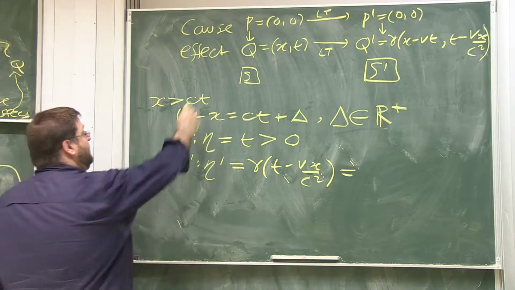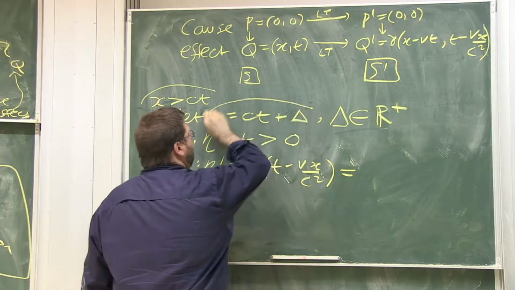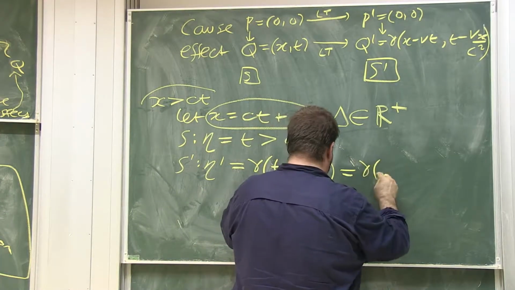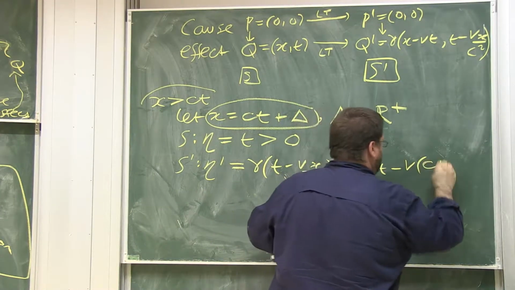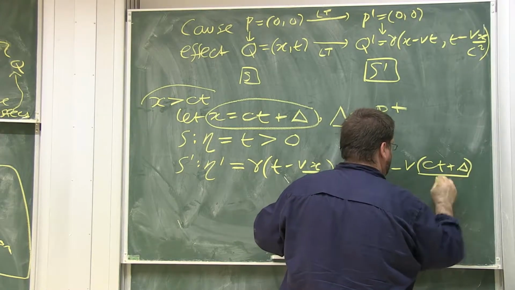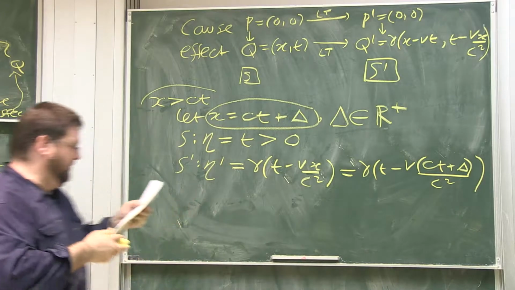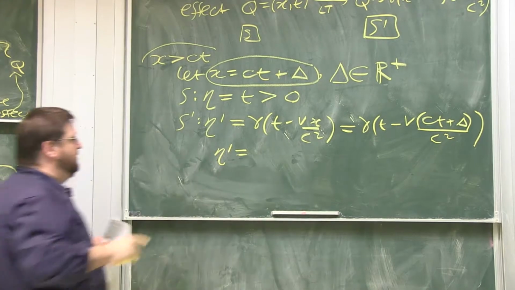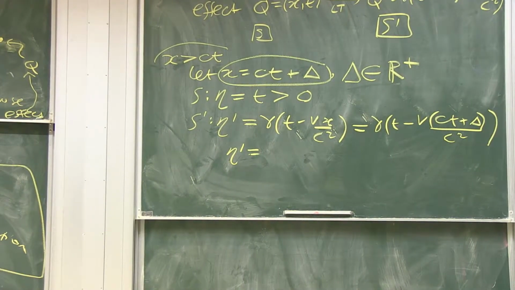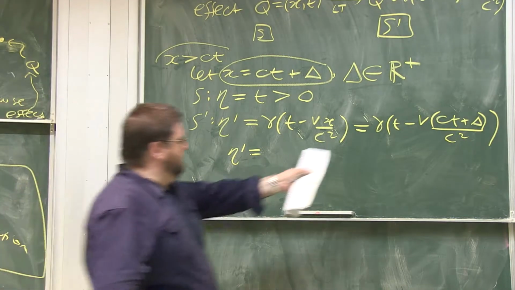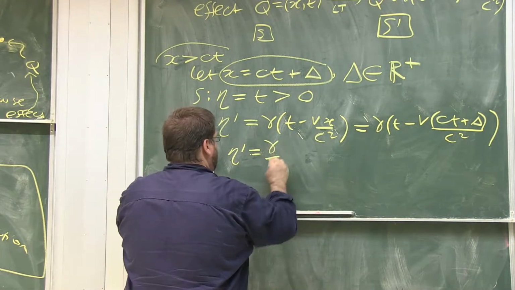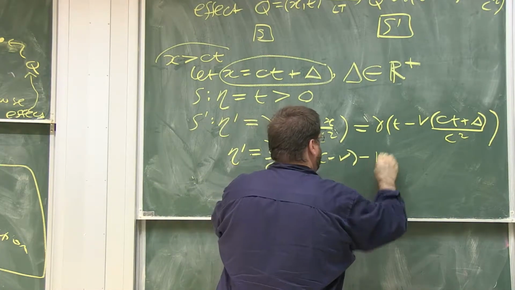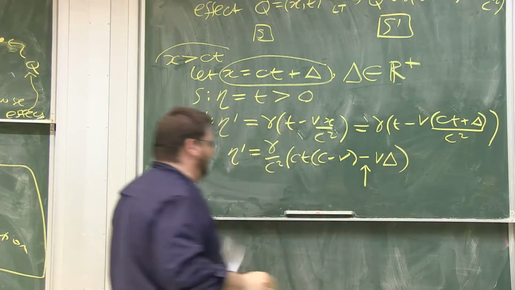We now make use of this thing here to replace the x with ct plus delta. So what you have is that this time difference between the events, according to S prime, is given by the following, which I could rearrange into this expression here. And it's this minus sign that's going to give us what we want.